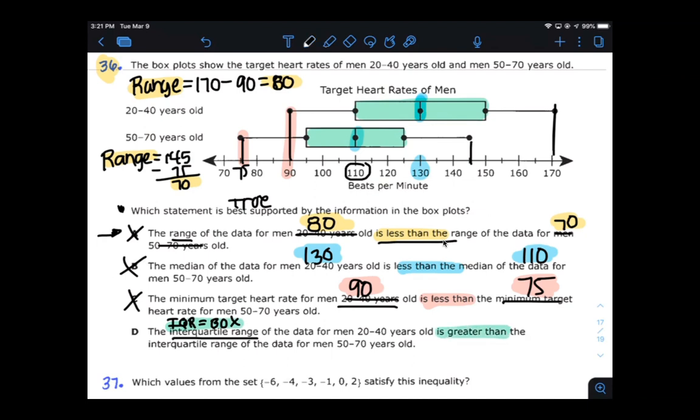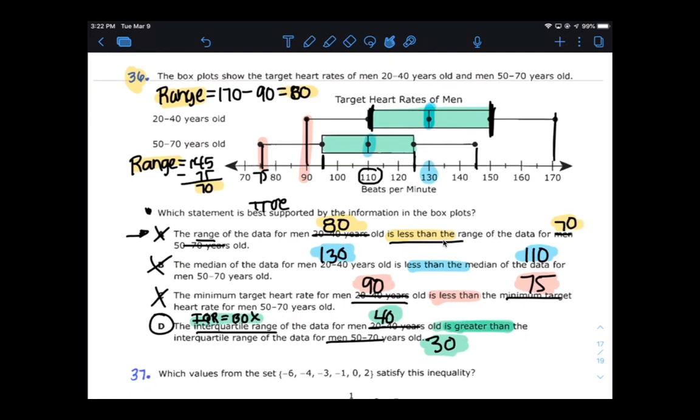If I want to give a value, I would say I go from 110 to 150, so this is a 40, right? And then you're going from 95 to 125, so this one is a 30, right? That's the size of the interquartile range. So we say 40 is greater than 30. Indeed. So our correct answer is letter D. There, that's problem 36.